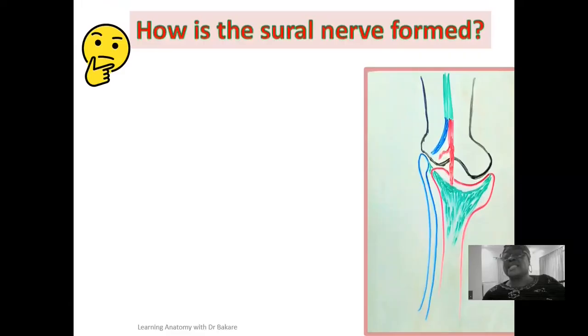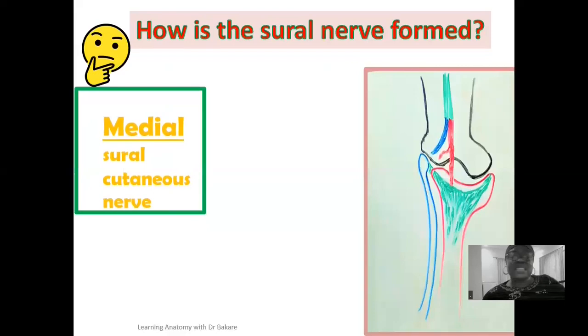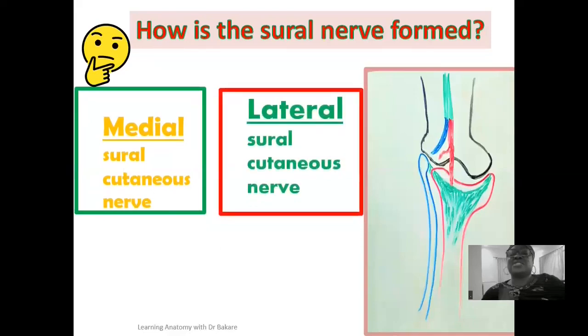This slide will be explaining how the sural nerve is formed. The sural nerve is seen to have two roots. So it is formed as a result of the two roots coming together or uniting to form the sural nerve. So we have two roots, one from the medial sural cutaneous nerve, and the second is from the lateral sural cutaneous nerve. These are the two roots of the sural nerve, and these two roots will unite to form the sural nerve. So let's dive into this slide to establish how the medial and the lateral sural cutaneous nerves are formed.